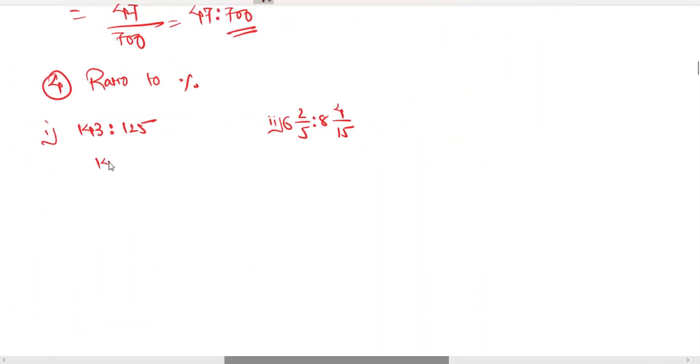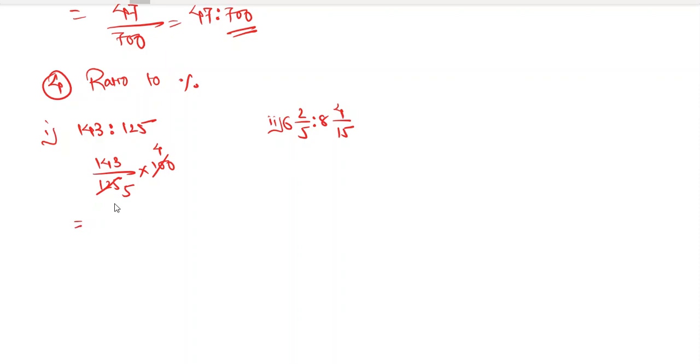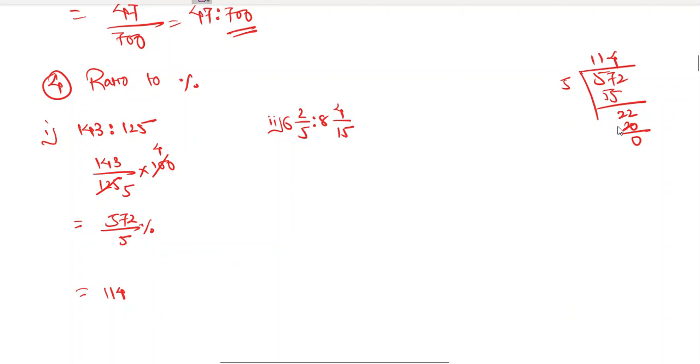So first you write it in terms of fraction and then you multiply 100 with it. So 25 fours are 100, so 143 multiplied by 4, 14 fours are 56, so 560 plus 12, that is 572 by 5 percentage. If you want, you can convert it into a mixed fraction. So 572 by 5, 5 11s are 55, 5 4s are 20. So it will become 114 2 by 5 percentage.